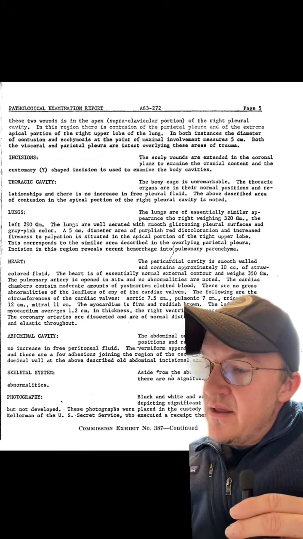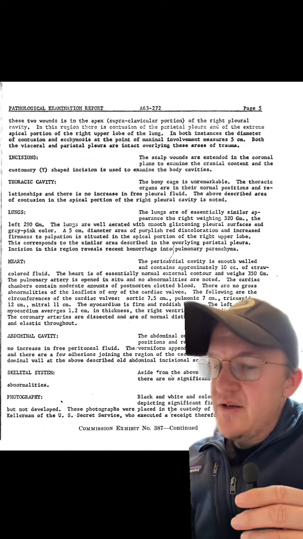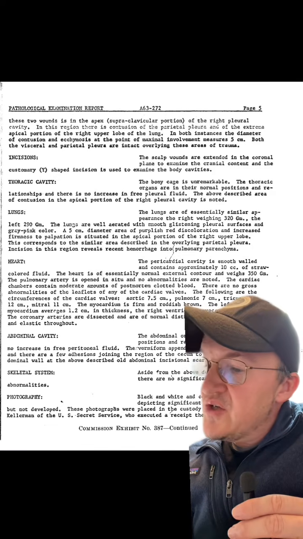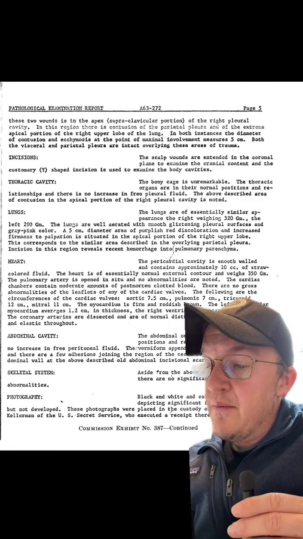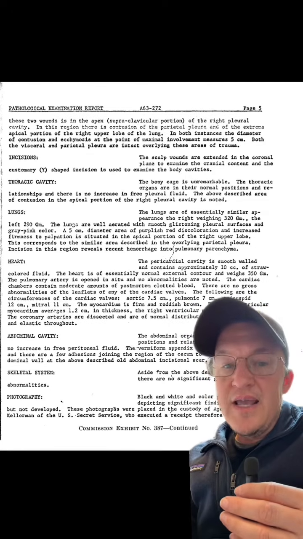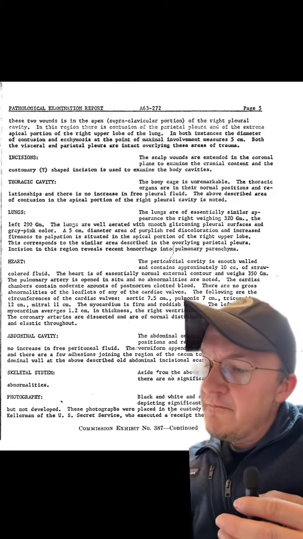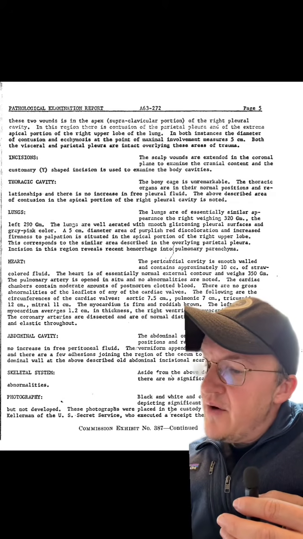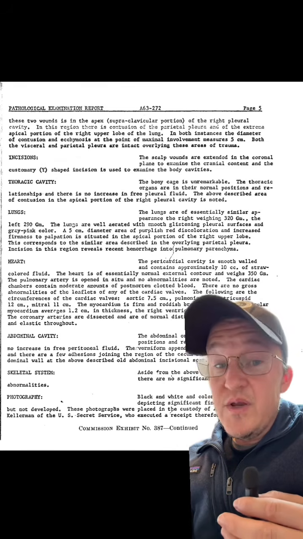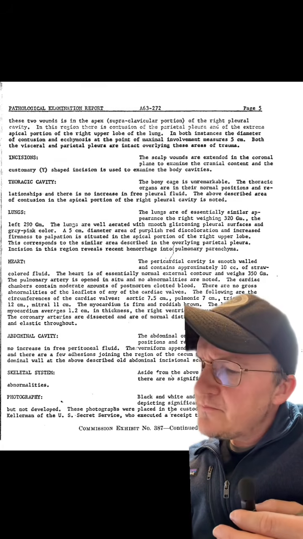Thoracic cavity. The bony cage, or rib cage, is unremarkable. The thoracic organs are in their normal positions and relationships, and there is no increase in free pleural fluid. And that's more evidence that the bullet did not pass into the pleural cavity, or else there would be blood. The above described area of contusion in the apical portion of the right pleural cavity is noted. We discussed that in the last video.